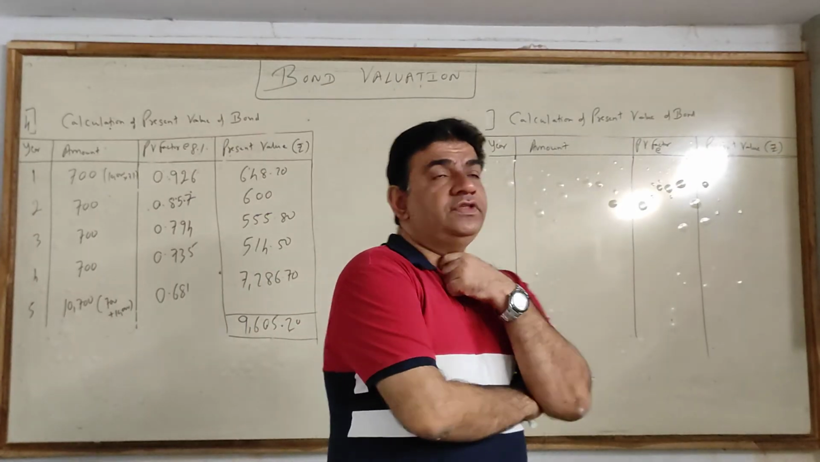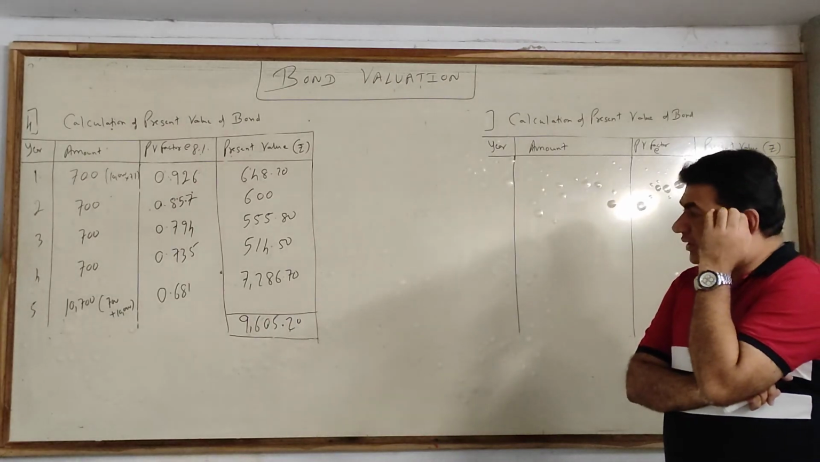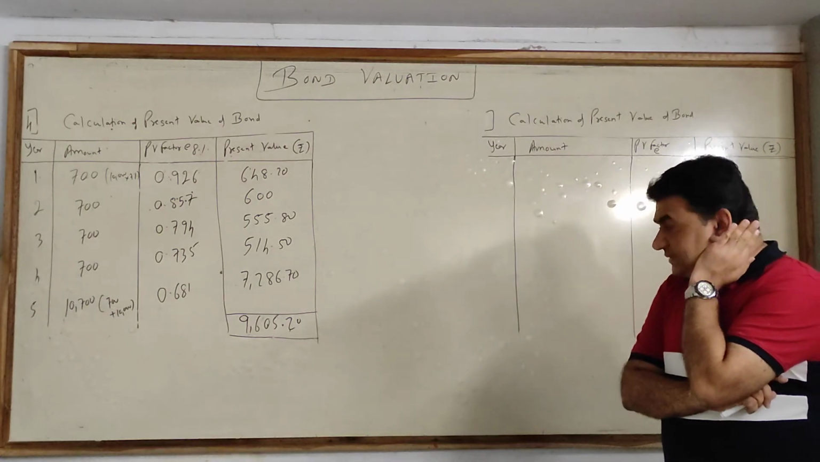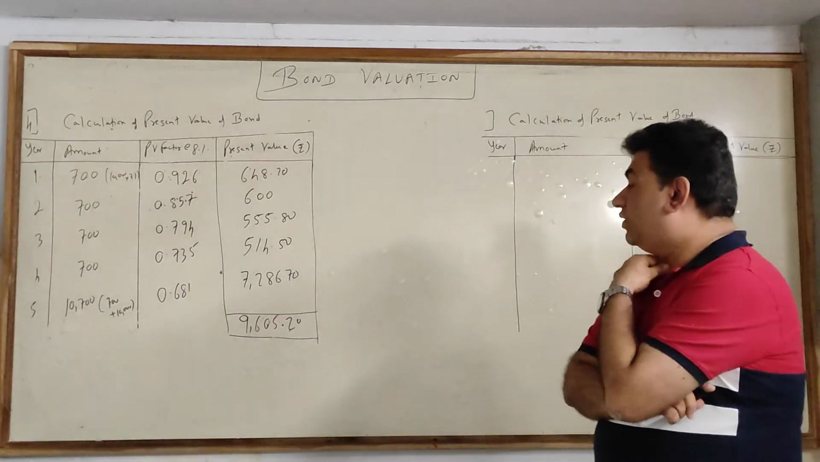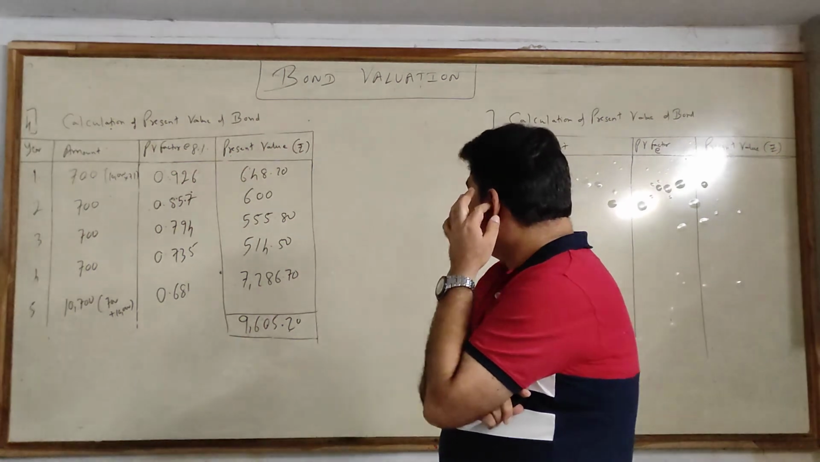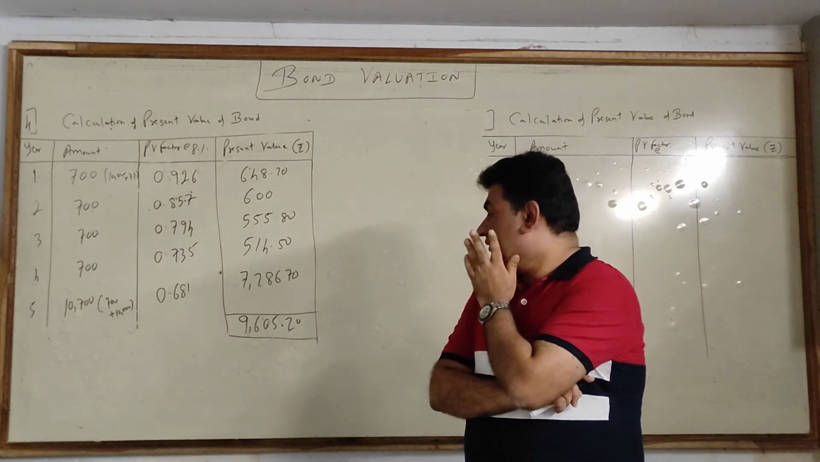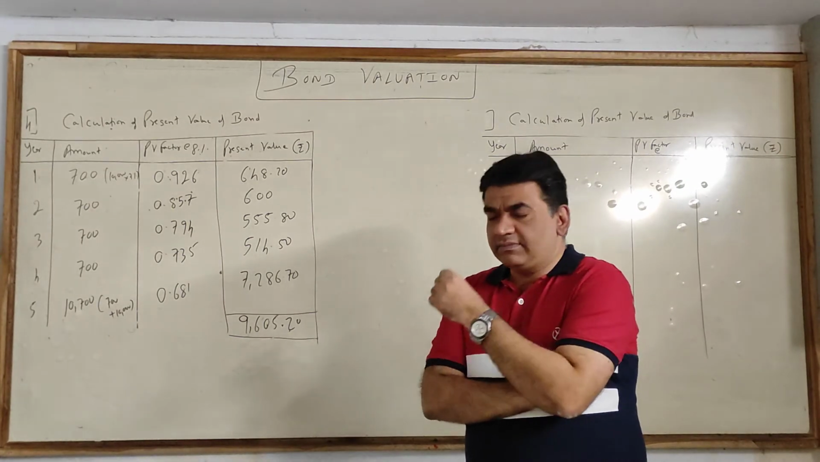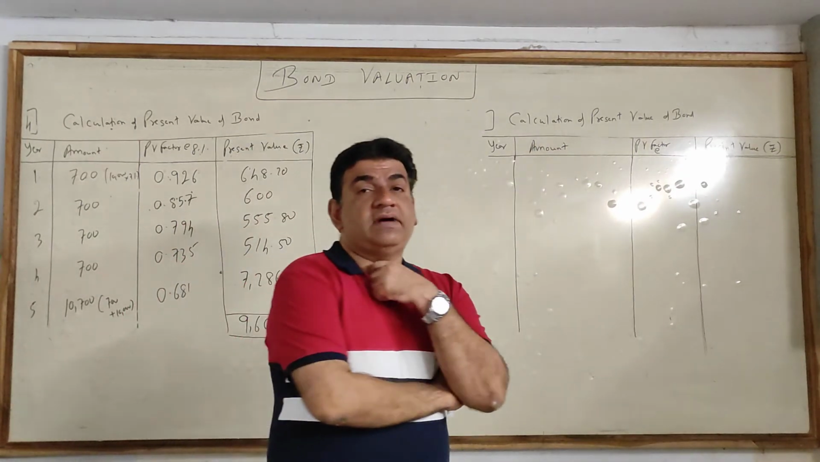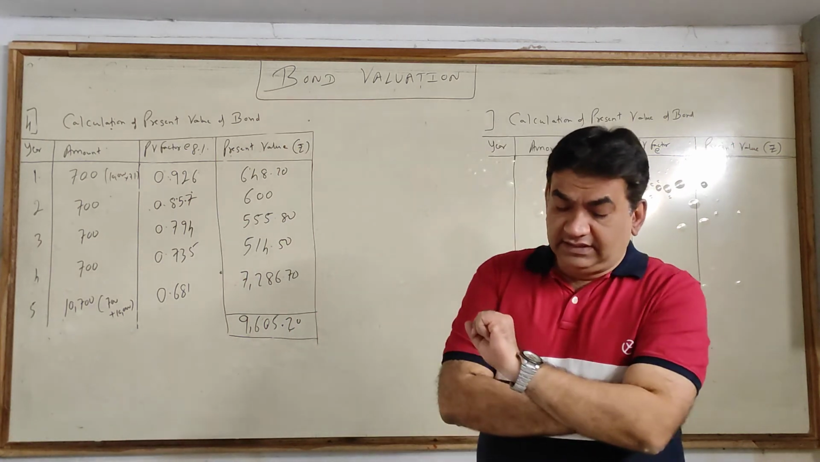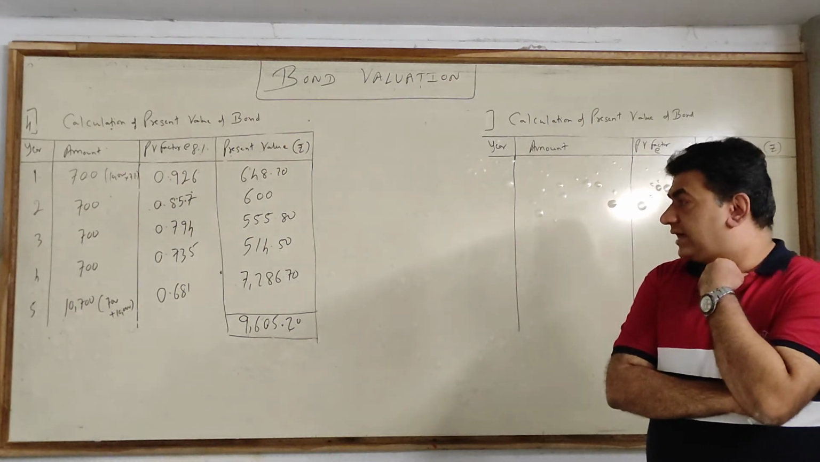The present value of the bond is rupees 9605.20, and it is available in the market at 9,600.